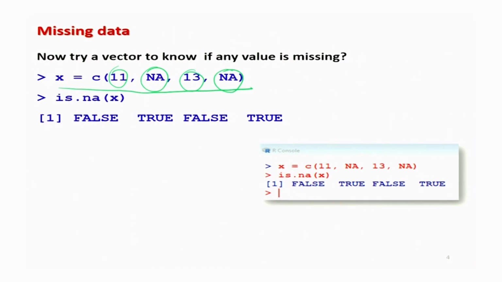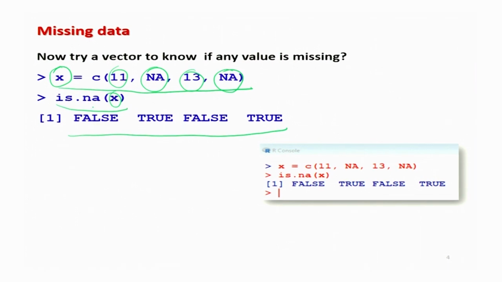How to know this thing? All these values have been stored in the variable x. So, I execute the command is.na, and then I write down here the name of the variable x. So, you can see here you get this type of outcome. Now, our job is to see what is the meaning of this outcome.